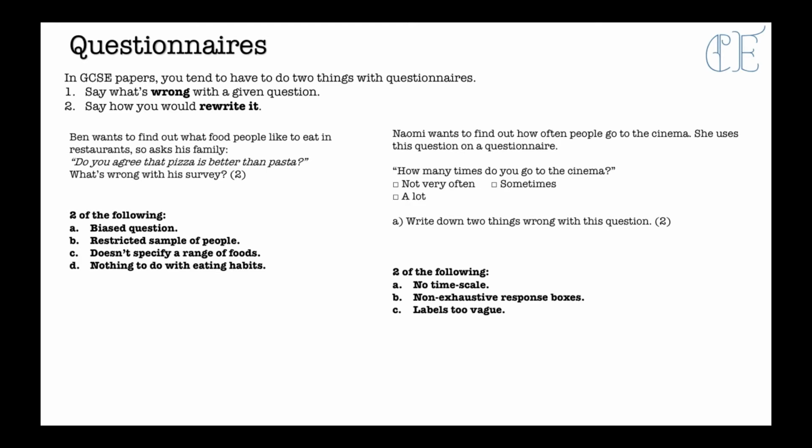So here are the things that she did wrong. For a start, there's no time scale. It doesn't say one time a week, or over a week or over a month or a year. The boxes are not going to give you detailed information. You need to know 1 time a week, 1 time a month, more than 5 times, whatever. And yes, vague labels as well.